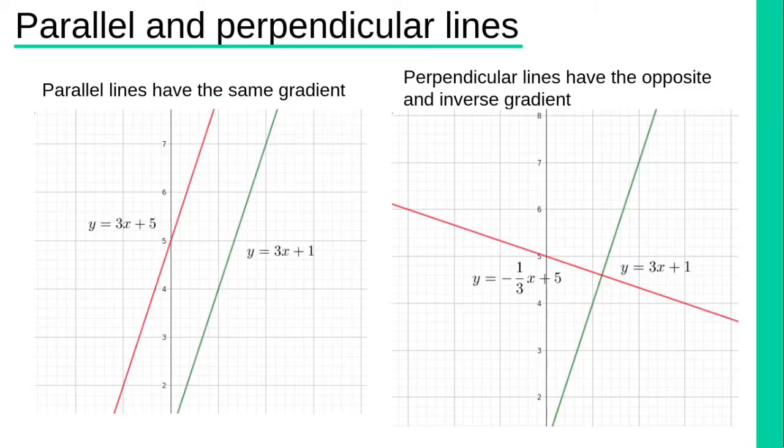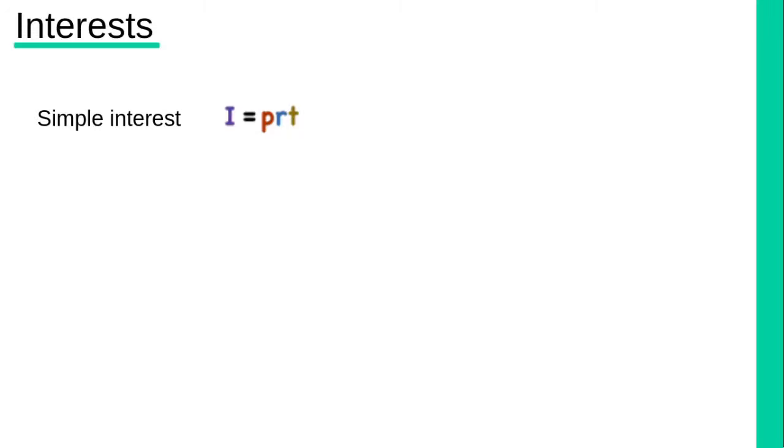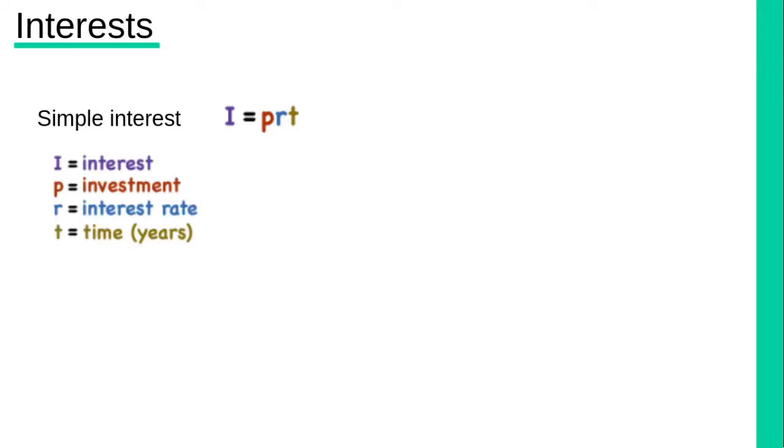Another useful formula is the one needed to calculate the interest. We have two types of interest. The simple one is I equals P times R times T, where I will be the interest, usually the value we want to calculate, P will be the initial investment, R will be the interest rate, and T the time, which usually is calculated in years, but it could be another unit.